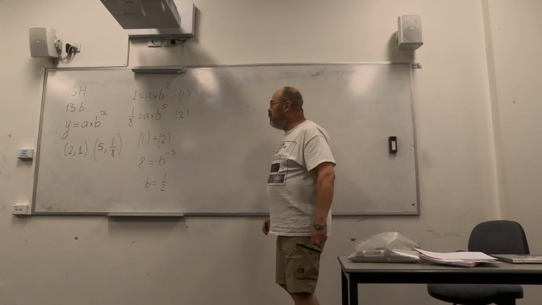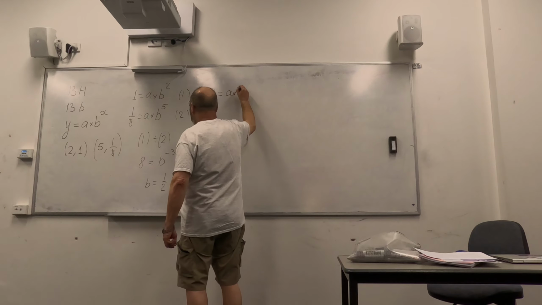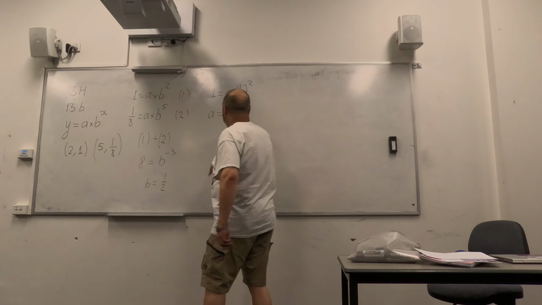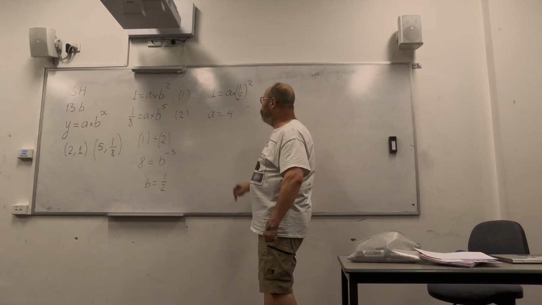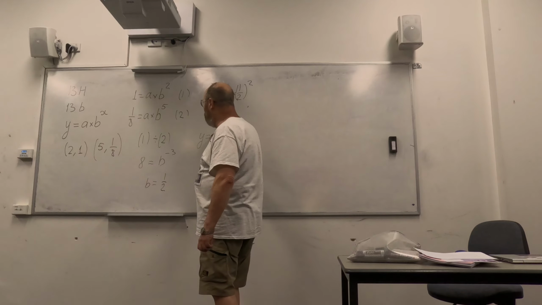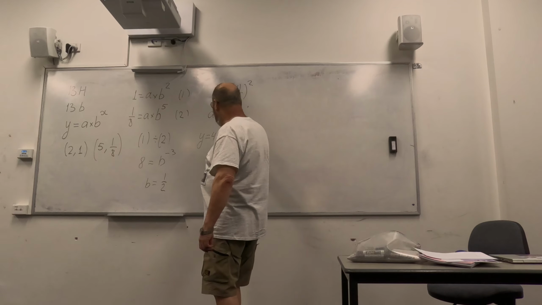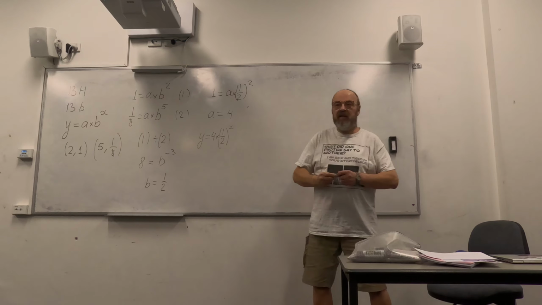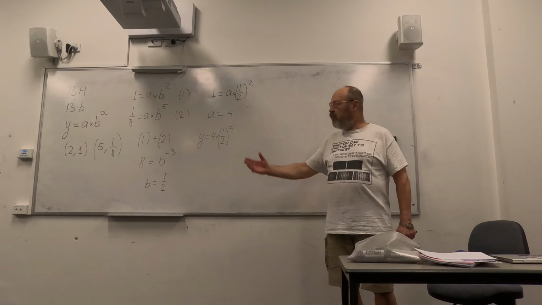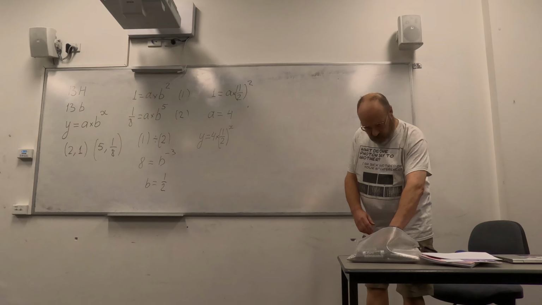Then we substitute it into, let's say, equation 1. We get 1 equals a times 1/2 squared. So a equals 4. So the answer is this exponential function: y equals 4 times 1/2 to the power of x. Make sense? Pretty straightforward. Always when you have 2 points, you need to find 2 unknowns. You sub in one, sub in another one, and you solve the simultaneous equations.